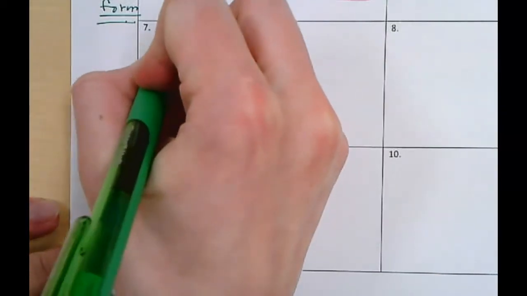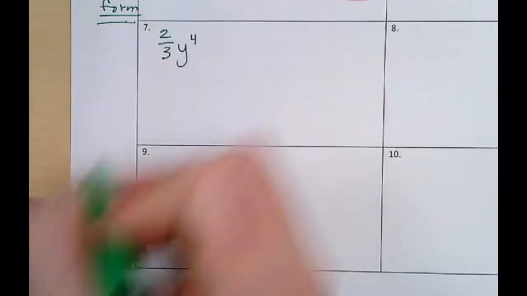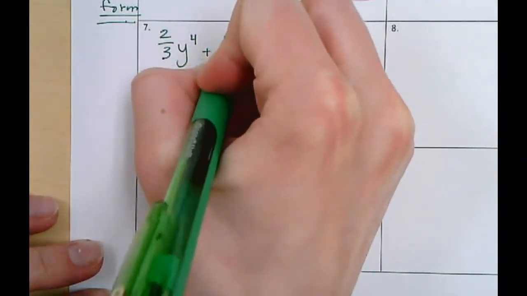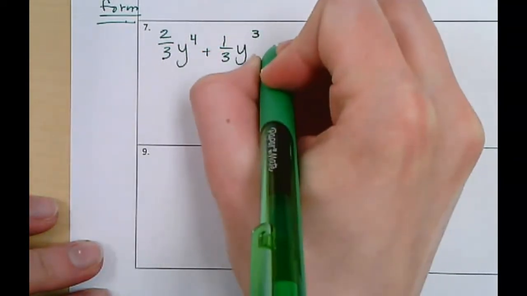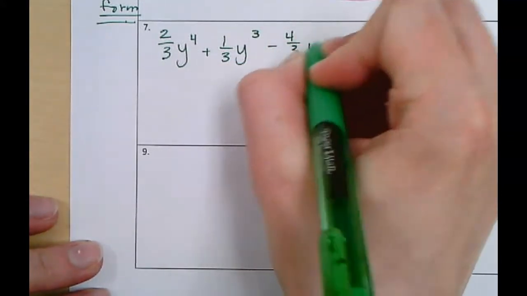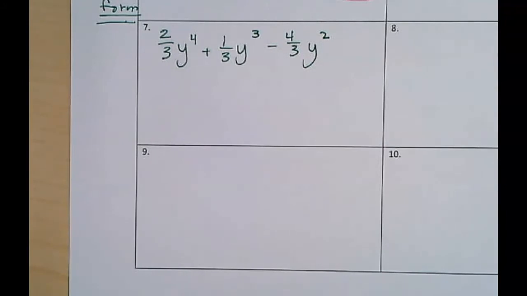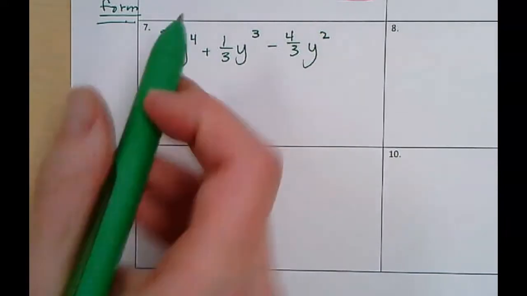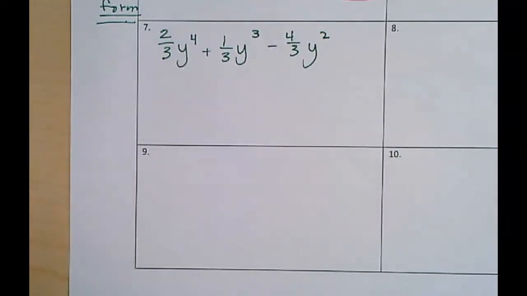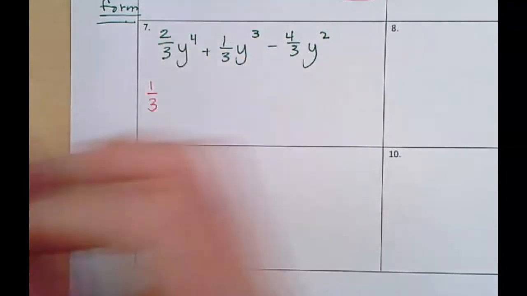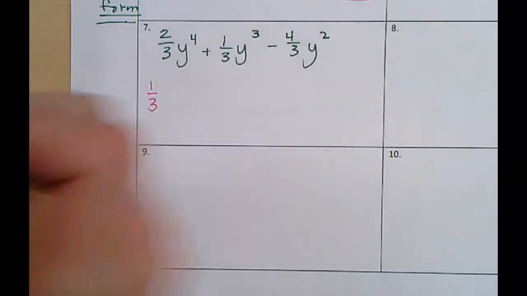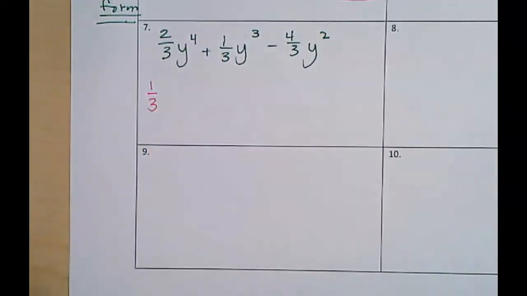All right, so let's get some fractions in there. Number 7, 2/3 y to the 4th plus 1/3 y cubed minus 4/3 y squared. Looking at these numbers here, we notice they at least have 1/3 in common between 2/3, 1/3, and 4/3. So that's the first thing I'm going to factor out, a 1/3. Now with the variables, I have y to the 4th, y cubed, y squared. I at least have a y squared in common.